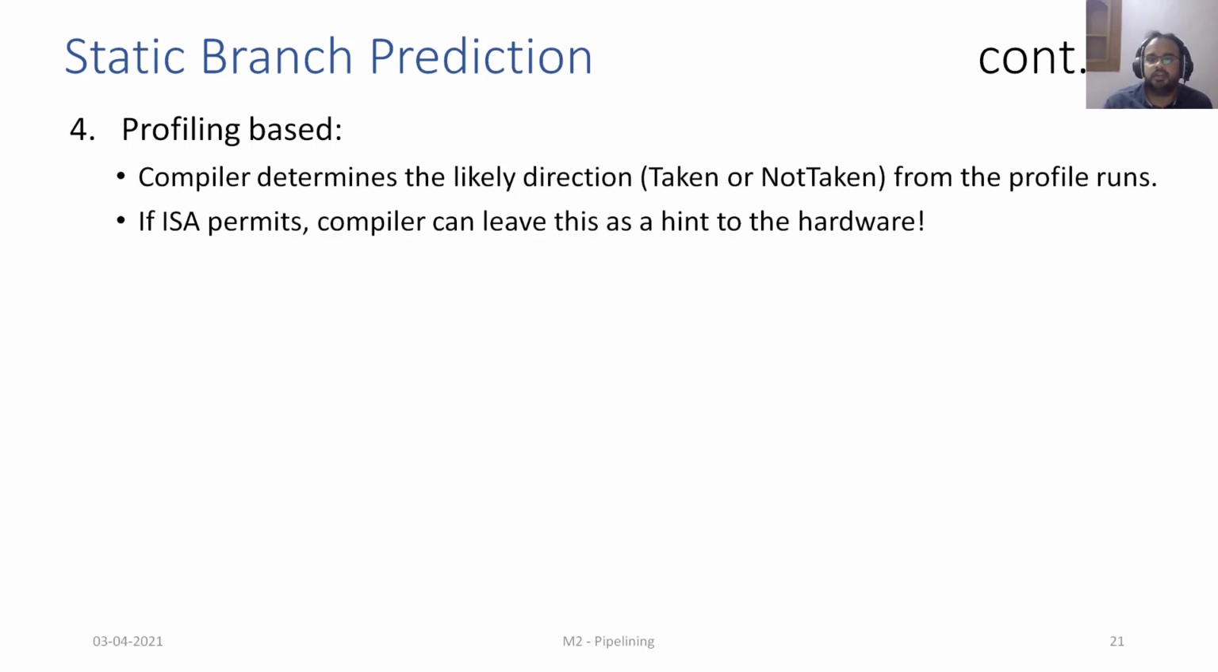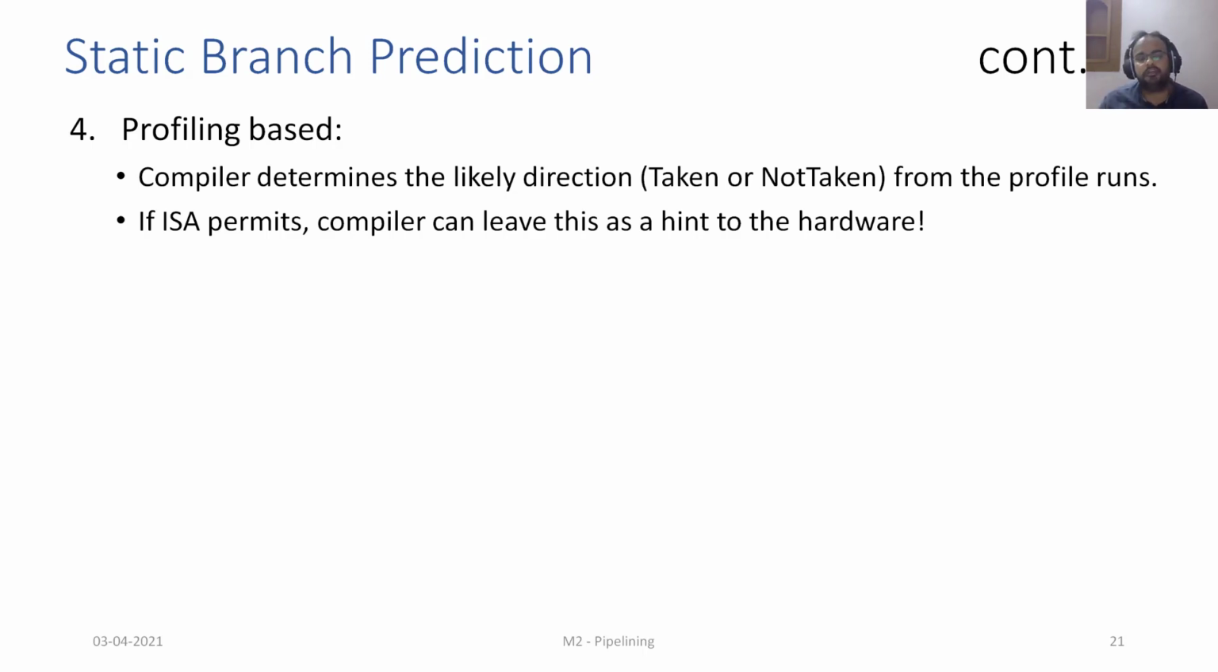For RISC-V, if you observe, all the bits of the control instructions are used up, right? So there is no provision to give hint bits, but some of the CISC type ISAs have provision to leave hint bits. The compiler during the profile runs will understand what the nature of some particular branch is, and accordingly it will leave the hint bits.